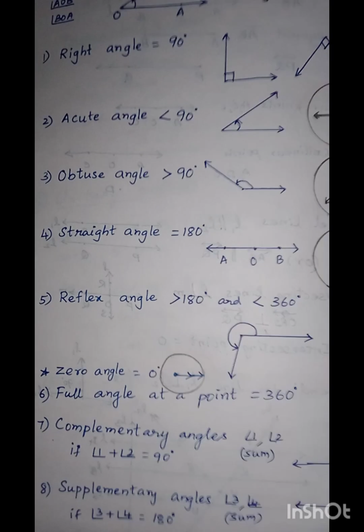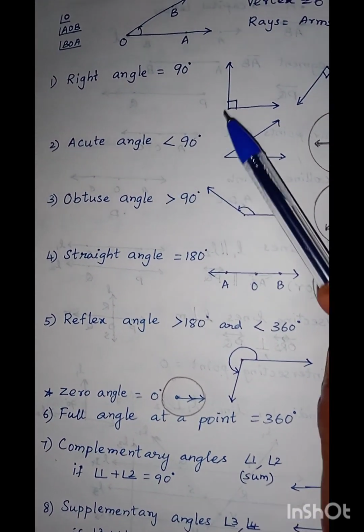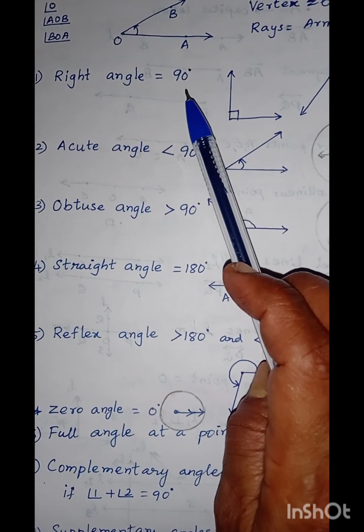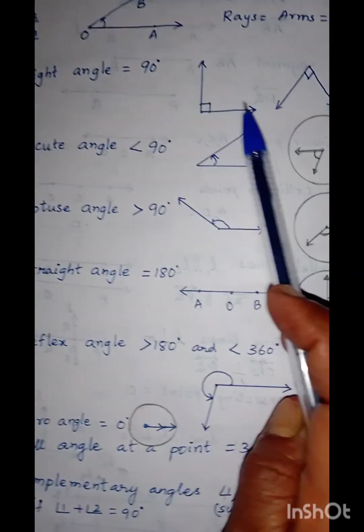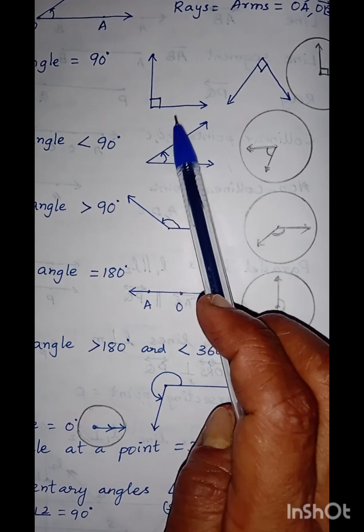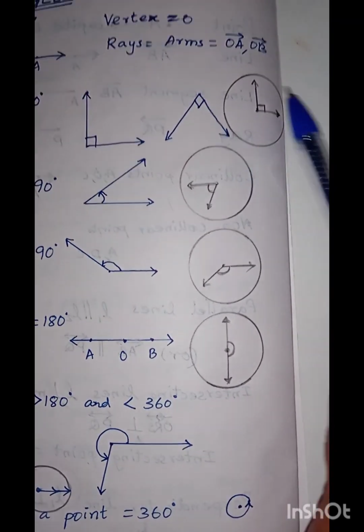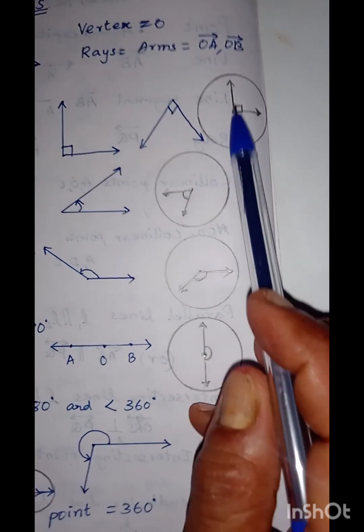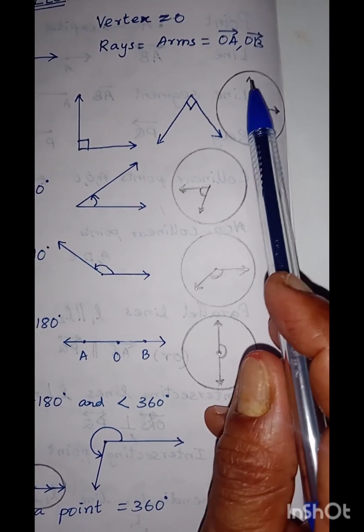Okay. Now we shall have a quick revision in the types of angles. If the angle formed is equal to 90 degree, it is called right angle, and the angle is denoted like this. If we consider this as a clock, the angle formed here is 90 degree. It may be 12:15 or 3 o'clock.